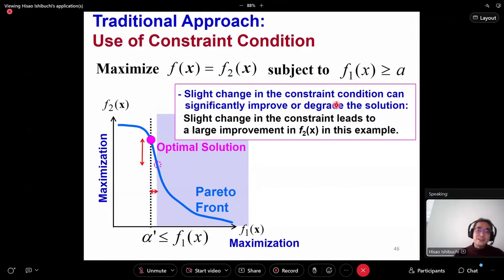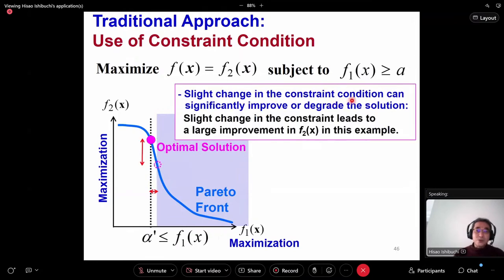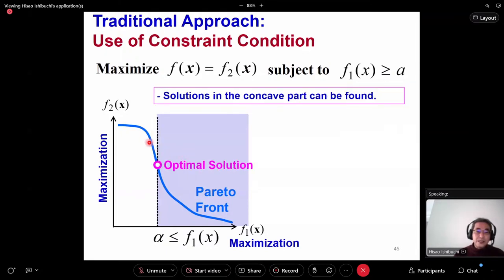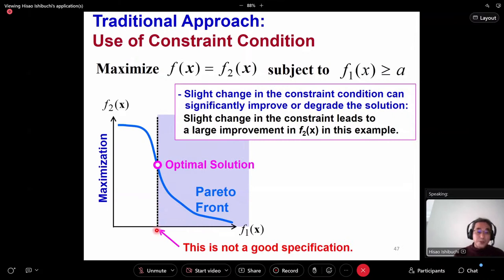One difficulty is that, as shown in this figure, a slight change in the constraint condition, alpha, can significantly improve or degrade the solution. In this situation, with a slight change from here to here, we have a large improvement in F2, with very small deterioration of the first objective. So this is not a good specification, because by slightly changing the value, we have a large improvement.